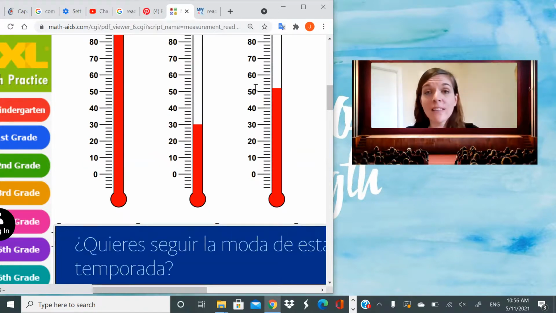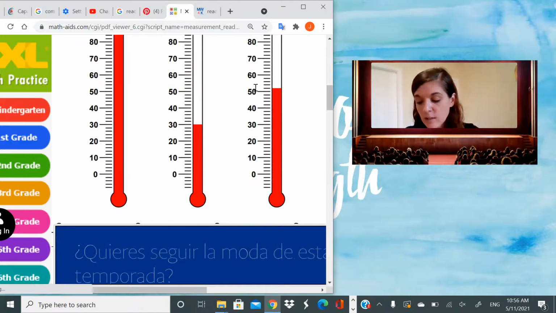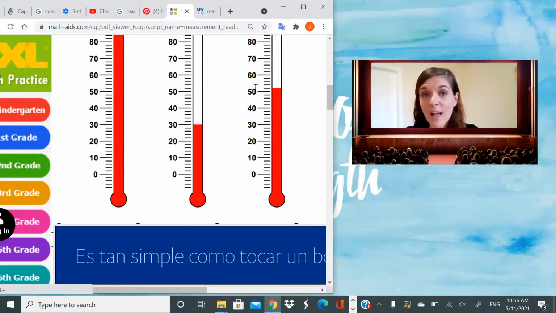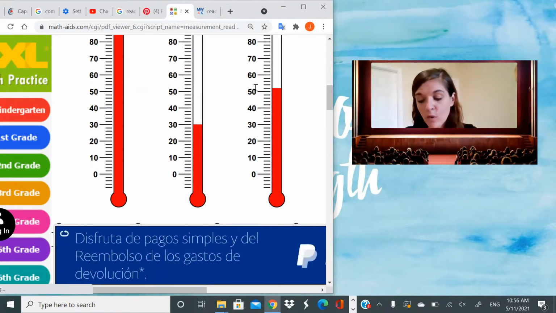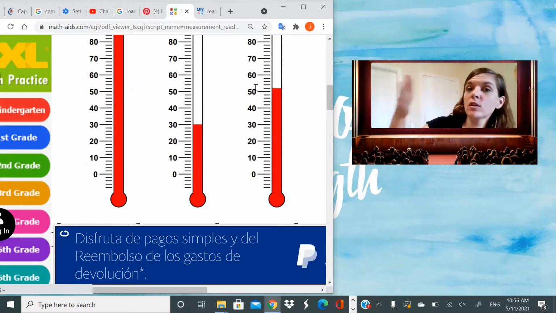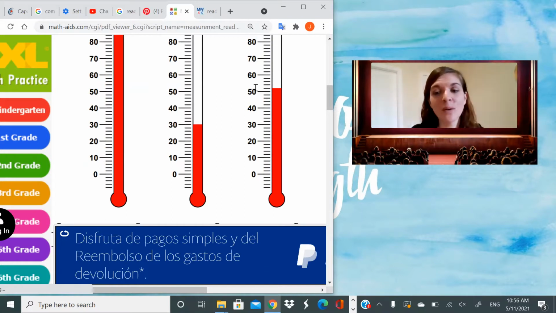The only one you need to look at that's different is letter D. Look at letter D. There's not 5 lines between the 300 and the 400. There's only 1. So that means it's halfway between 300 and 400. What is halfway between 300 and 400? Whatever is la mitad between 300 and 400 is your answer. And I don't want to tell you what it is because I want to see if you can get it.